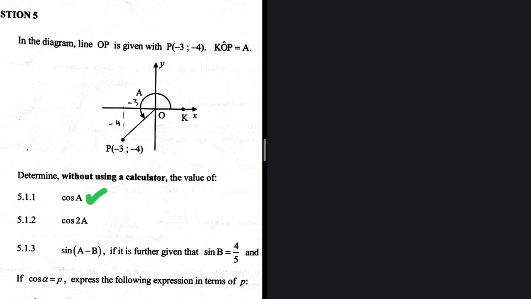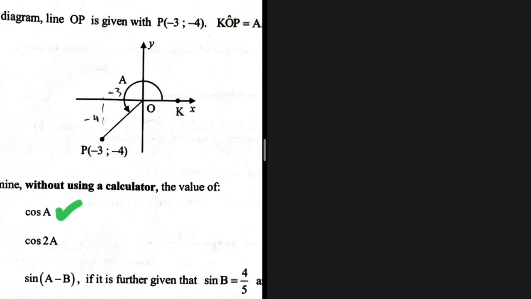Determine without using a calculator the value of cos A. So let's go ahead and take a look at what is happening. We have a point P, which is what we usually have, right? And on this point P, obviously we have the X and the Y. The X happens to be minus 3 and the Y value is minus 4. Why don't we find the hypotenuse? Why don't we find R from the get-go?